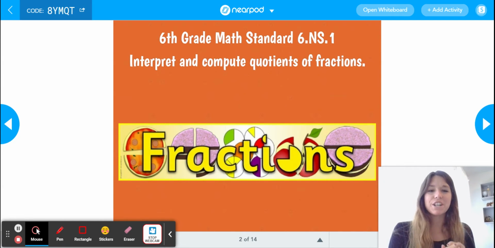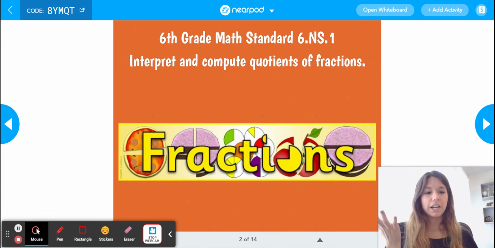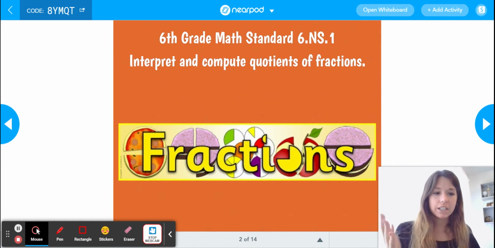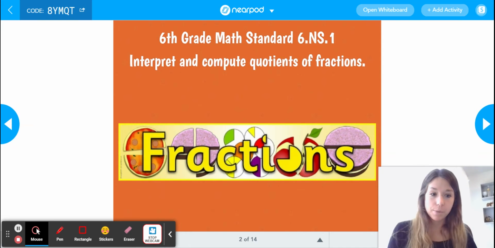Hello, today we're going to be learning how to divide fractions using a Nearpod. So I'm recording what you see on my screen. The student side will be just a little bit different when they log in to Nearpod.